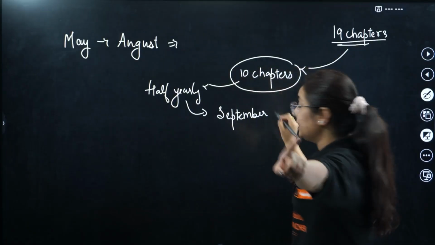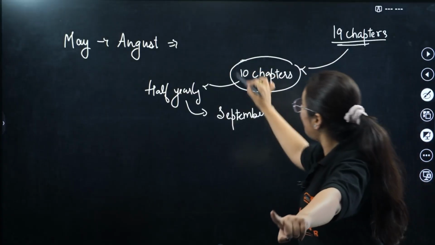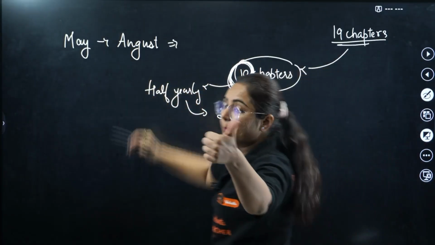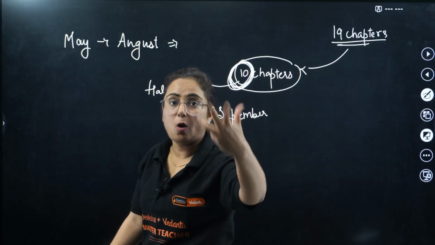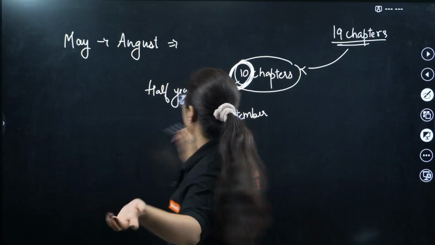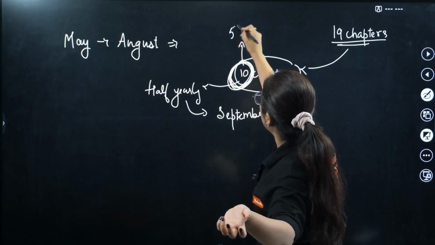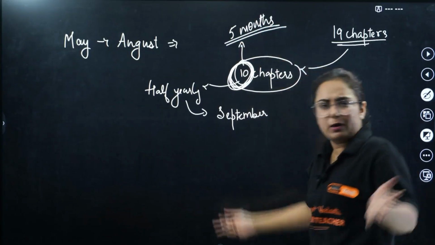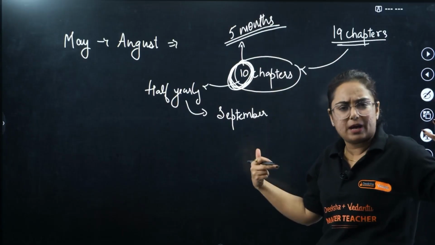In the month of September. So pay attention, it's very, very important. For these 10 chapters, how many months do you have? May, June, July, August and somewhere of September. So for these 10 chapters, we have 5 months. We are happy. 10 chapters, 5 months, 2 chapters a day.